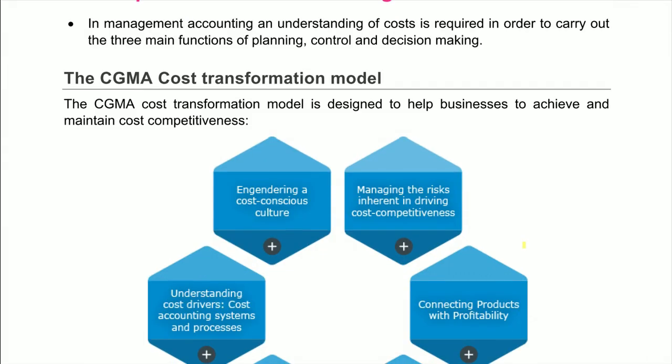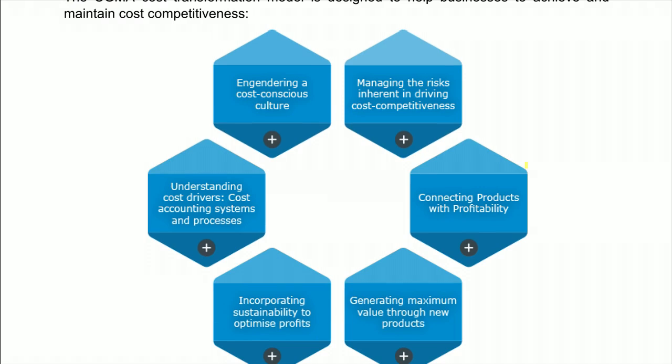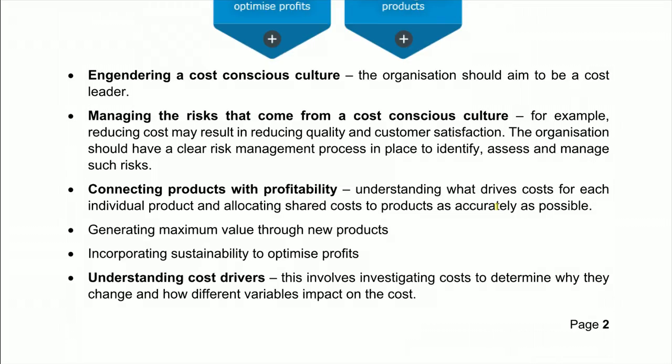Now, the CGMA cost transformation model put together by CIMA encourages us to think about the fact that what organisations do is spend money to create value. So costs are transformed into value that customers are prepared to pay for. Or should we say some cost doesn't add any value, and we should seek to minimise those. So the cost transformation model is considering where these costs lead. Do they add value ultimately, or do they not? So the 6 aspects we see in front of us here are dealt with in more detail just below.